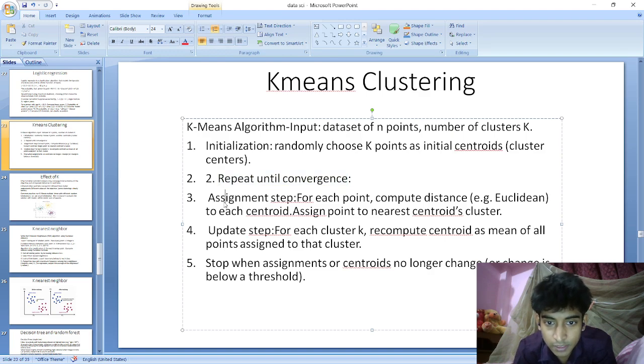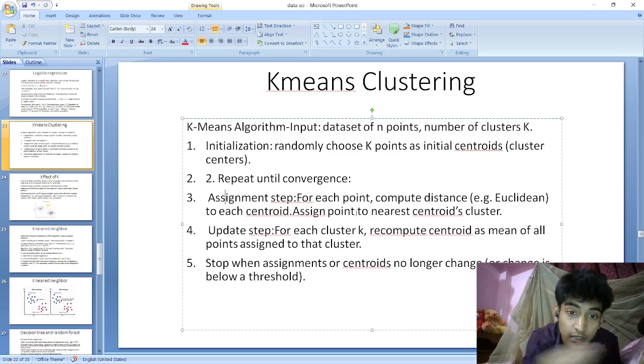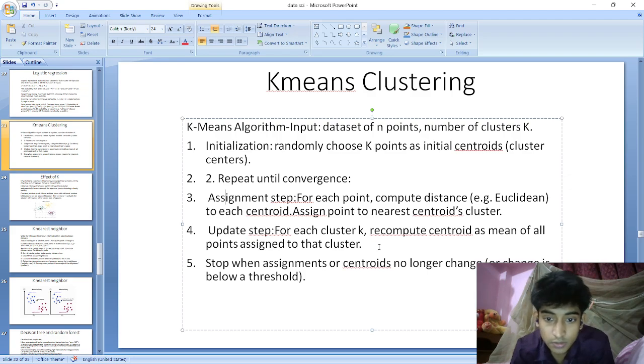Now we repeat until convergence. The assignment step is: for each point we compute the distance to each centroid and assign points to the nearest centroid. So let's say we assign the data point to its nearest cluster, right? And the update step is, for each cluster k, after assigning all these values, we recompute the centroid, which means calculating the mean of those values in the cluster.